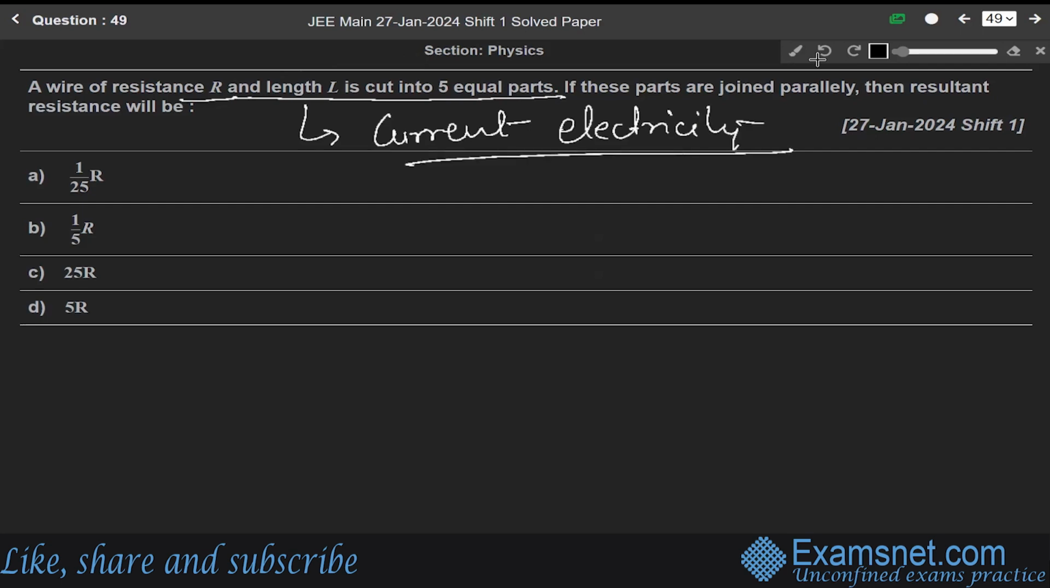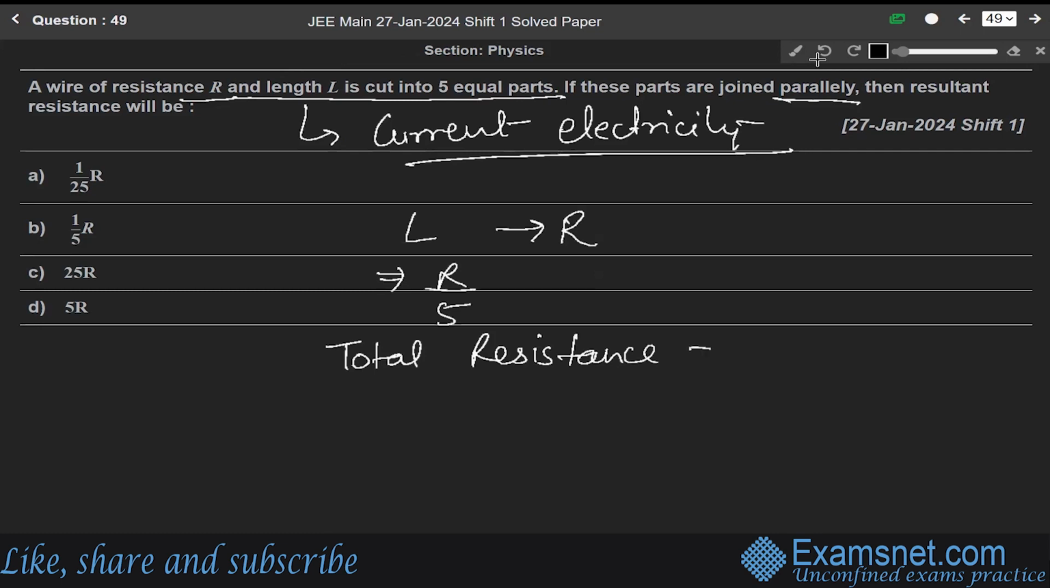If the length is L and resistance is R, it is cut into 5 equal parts. So then resistance of each part will be equals to R by 5. And since they are joined parallelly, so total resistance will become 1 by 5 into R by 5. It will be equals to R over 25.